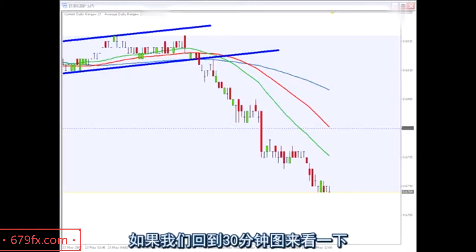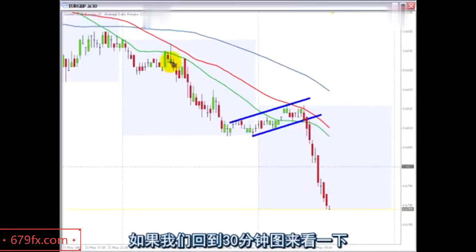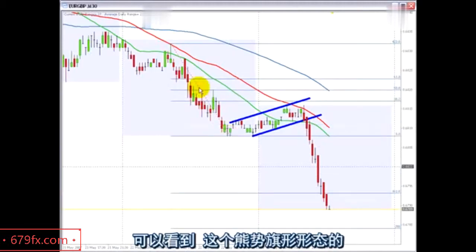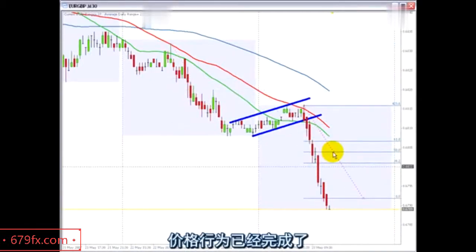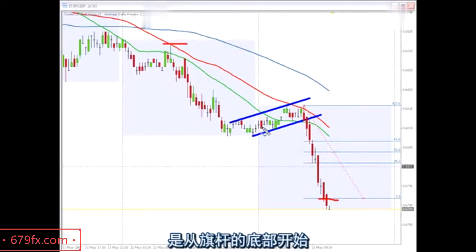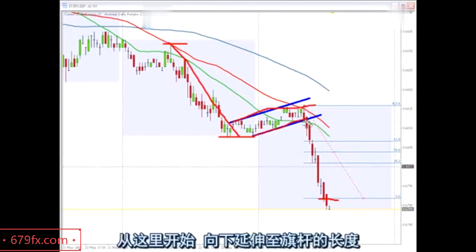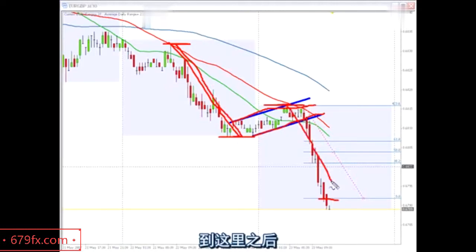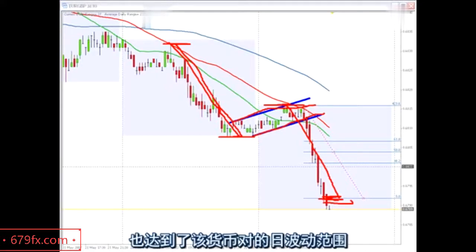In fact, also, if we move back into the 30-minute chart, we can see that the full projection for the bearish flag formation has already been reached. As you know, full projections are measured from the tip of the pole to the bottom of the pole. This is the pole of the flag, and then you add this distance to the retracement tip, which is right there, and it takes you all the way down here. At this level, the full projection was met, the average daily range was met.